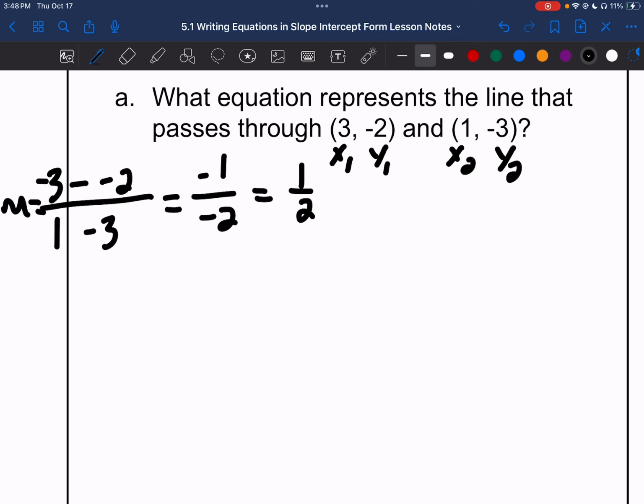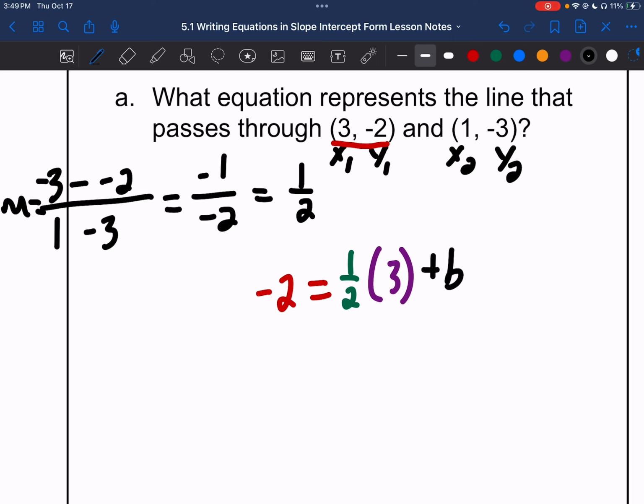That's our slope. And now I can pick one of these points. I'm going to just pick the first one, because why not? We're going to set it into our equation. So -2 is equal to 1/2 times 3 plus B.